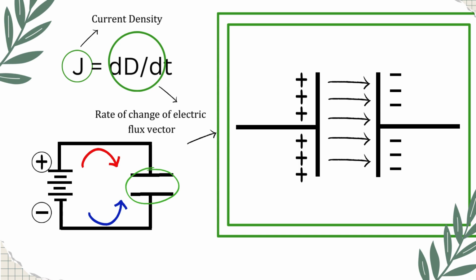But in the capacitor, there is nothing inside between the plates of the capacitor. This is an insulator. So how does current flow through the insulator?